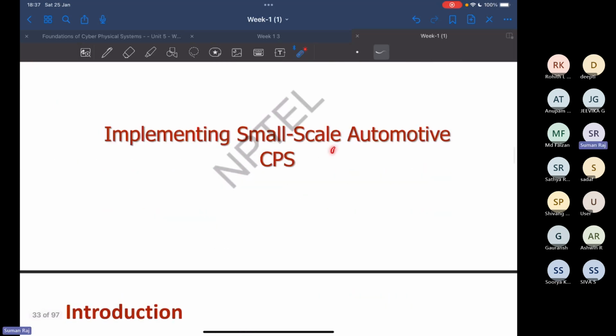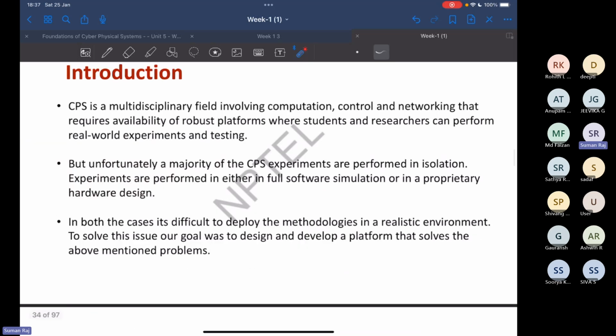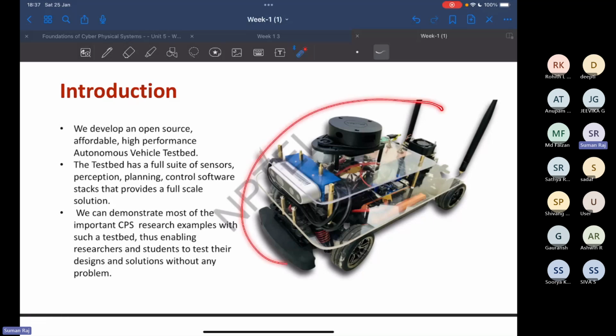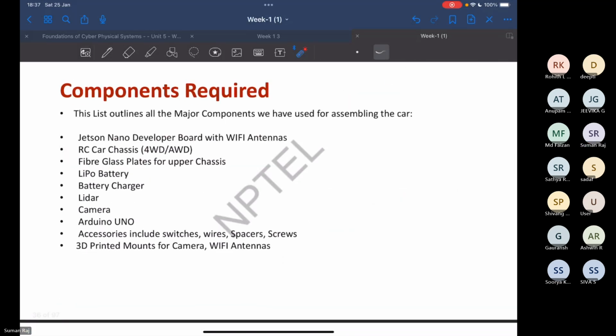Okay, so there was one part where we discussed small-scale automotive CPS. Small scale means you have some kind of a robot, right? In general, if you want to do that, you need the Jetson Nano Developer Board, which is nothing but your compute. Does anybody know about this? Okay, so I would suggest you read about this when you go back. Read about NVIDIA Jetson devices. These are basically, I would say, state of the art right now, and you should know these when you are studying cyber physical systems.